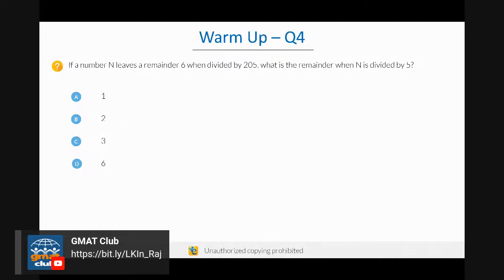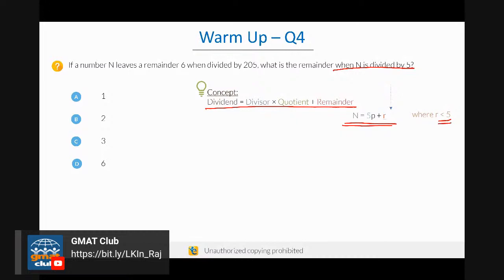Again, very similar to the prior question, we're going to use the remainder equation, which says dividend is divisor times quotient plus remainder. What we have to figure out is the remainder when n is divided by 5, which means we have to express n as 5p plus r, where the remainder has to be less than 5 and greater than or equal to 0. What's given to us is that n leaves a remainder of 6 when divided by 205, which means n can be expressed as 205q plus 6.